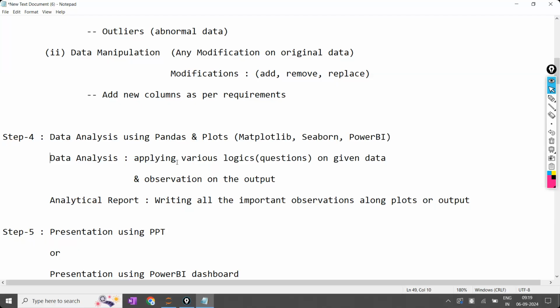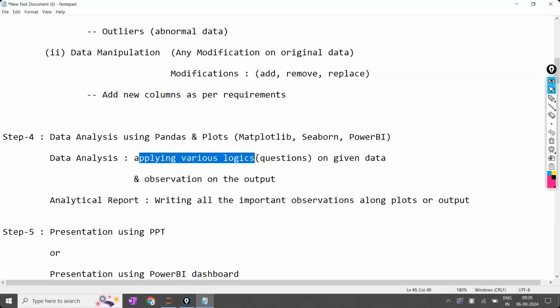Analysis means creating the questions. For each question, you will get one output, and you analyze that output. For every question, you get one output and you analyze it. So, applying the various logics. Logics means nothing but questions. For example, for this course, whatever you are thinking as of now and what you want to do, that alone is called analysis.